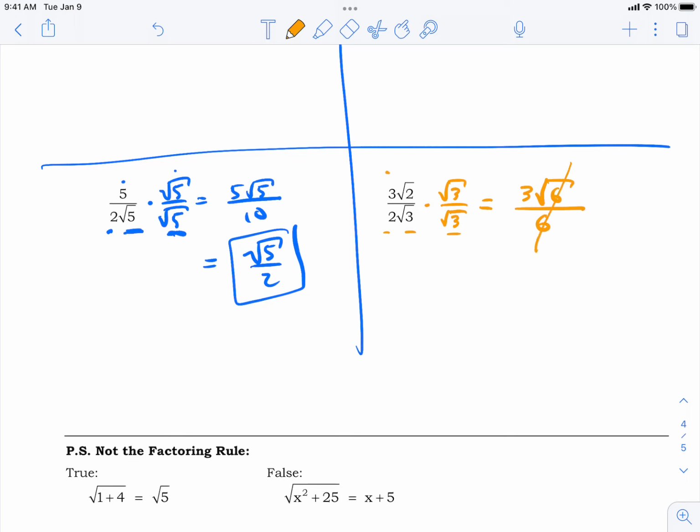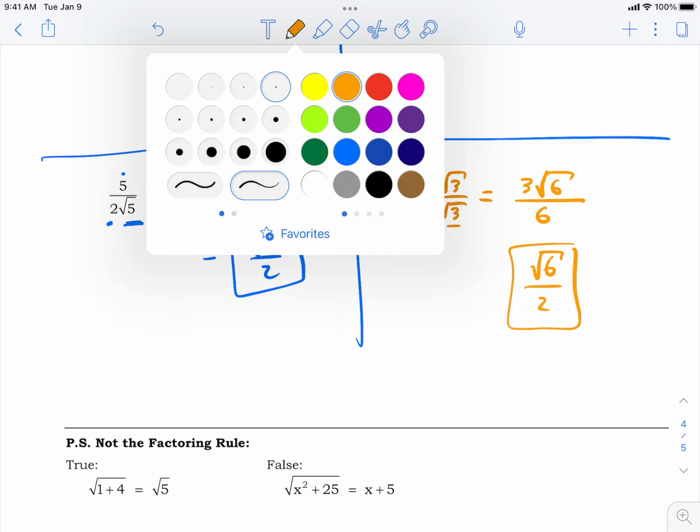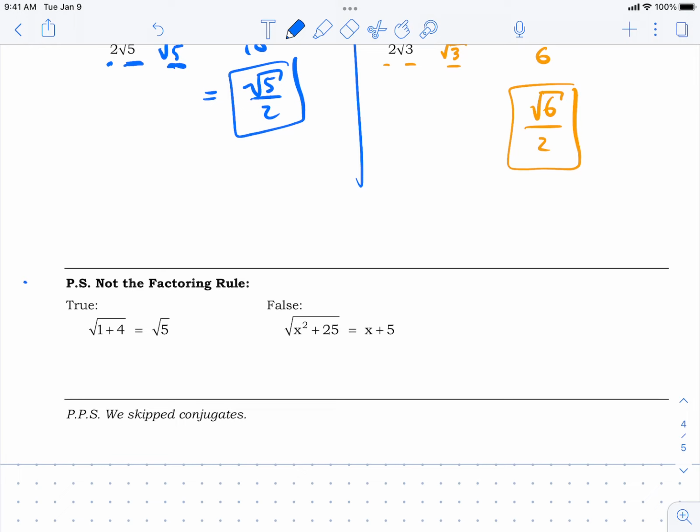Okay. Whew. That is actually the main part of the lesson. There's just a couple postscripts at the end here. Two postscripts real quick. So this, I feel a need to mention this because I see this mistake a lot. What have we been doing? We've been doing what I called the factoring rule.